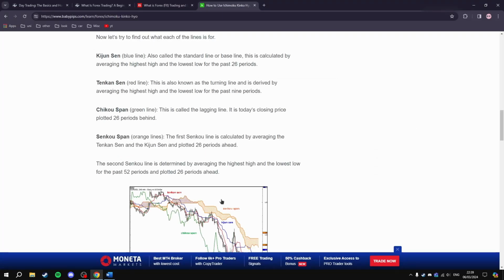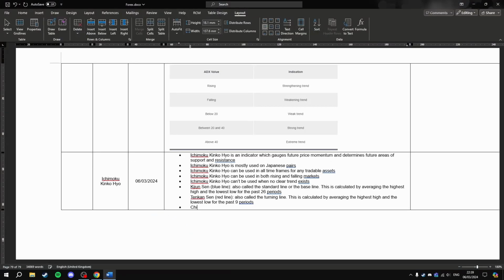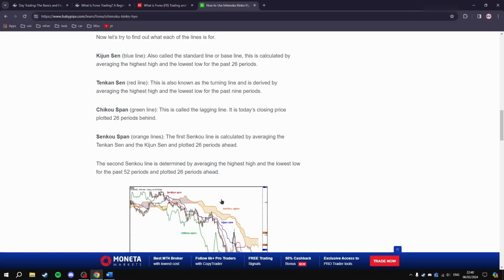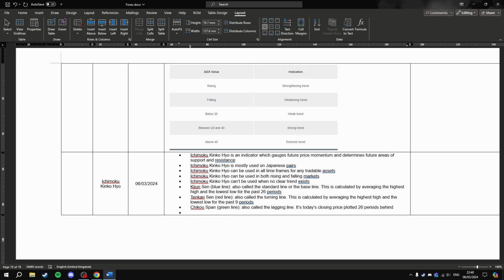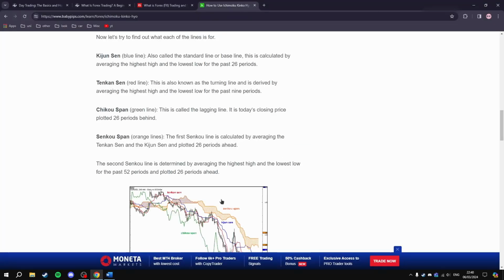Chikou Sen, Chikou Span, the green line. This is called the lagging line. It is today's closing price plotted 26 periods behind. So you're plotting it 26 periods later?